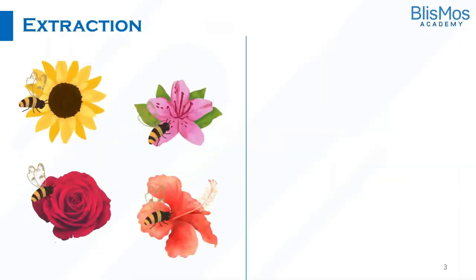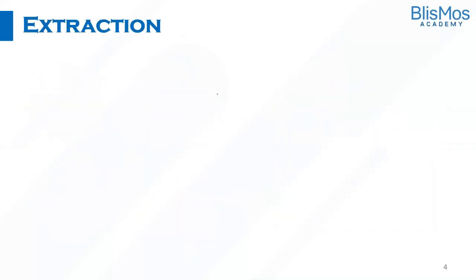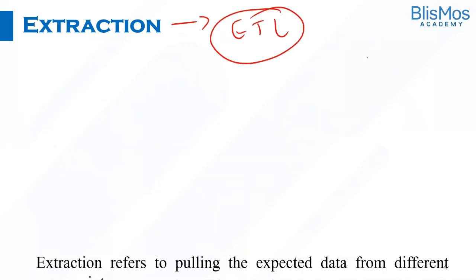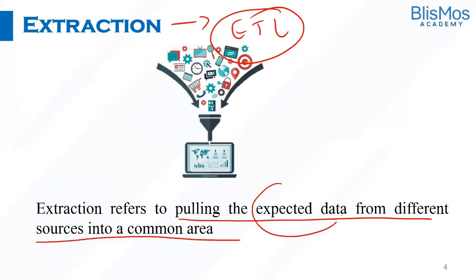Are we talking about the wonderful honeybees siphoning nice nectar and building a beehive? No, we are not. Then what are we talking about? We are talking about the extraction process in ETL, which is the central process of building any data warehouse. So what is extraction then? Extraction is nothing but pulling the expected data from different sources into a common area. Please pay attention here. I'm saying pulling the expected data.